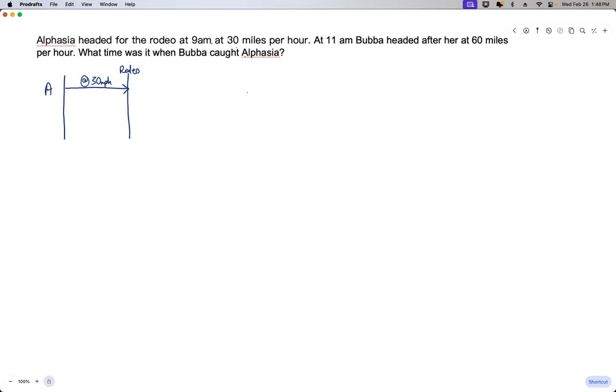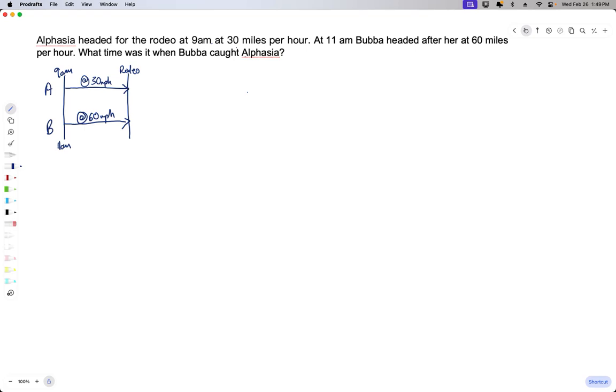Okay, so now let me get my pen back. She left at 9 a.m. At 11 a.m., Bubba headed after her. So Bubba left at 11 a.m. and he headed to the rodeo. And he was going at 60 miles per hour. We need to know what time it was when Bubba caught her.